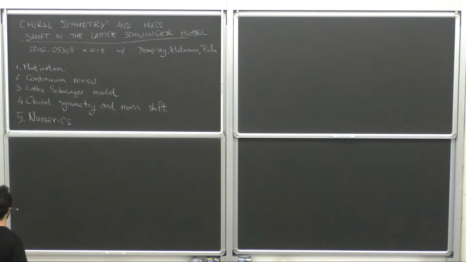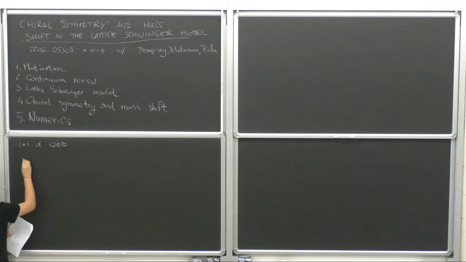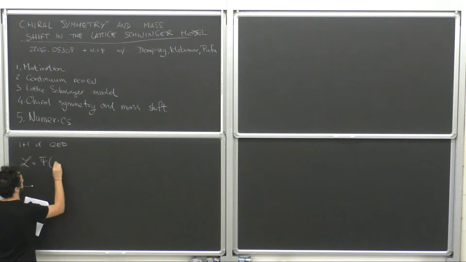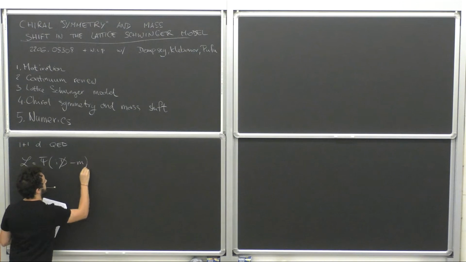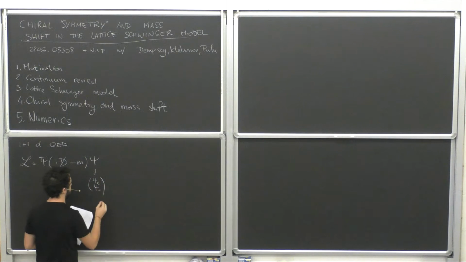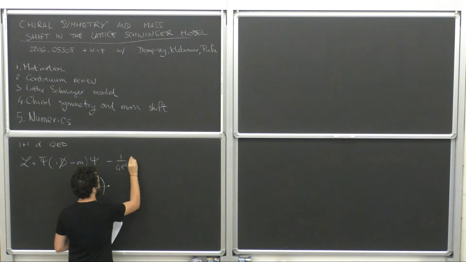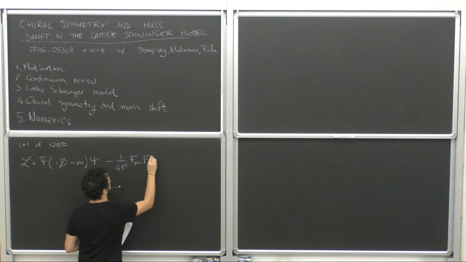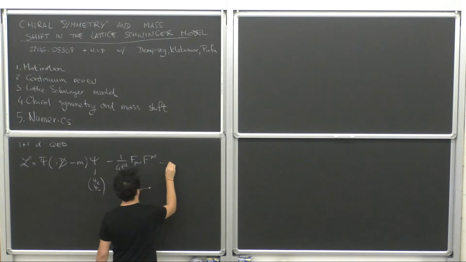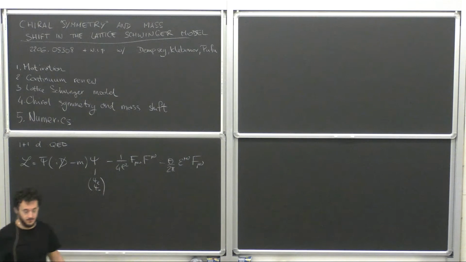Let's start by introducing the Schwinger model. It's QED in 1+1 dimensions. So in the continuum, it's a model where I have a fermion. This is a two-component complex fermion, which has some mass. Then I have a U(1) gauge field. And I have a theta angle, which in 2 dimensions looks like this. This is the Schwinger model.